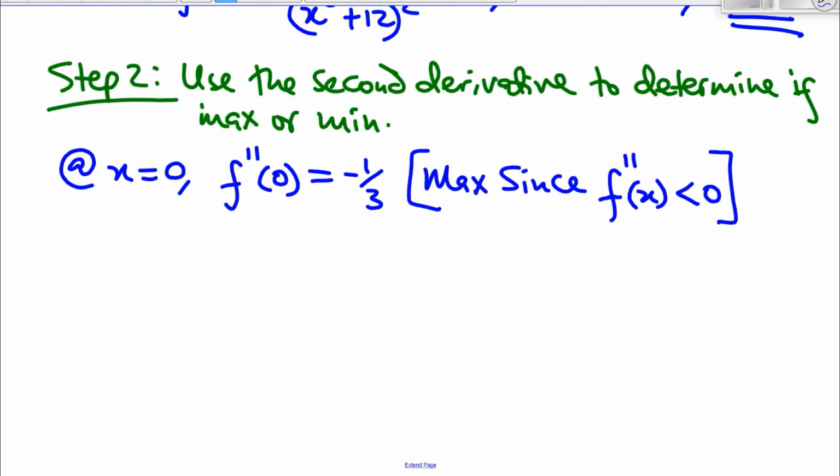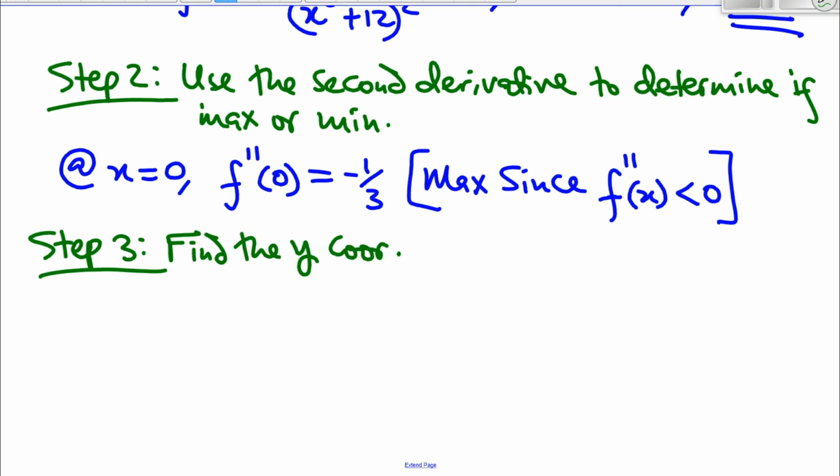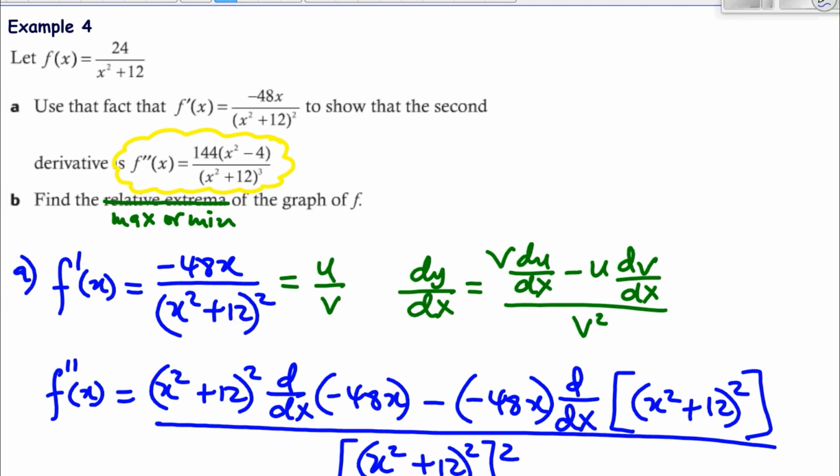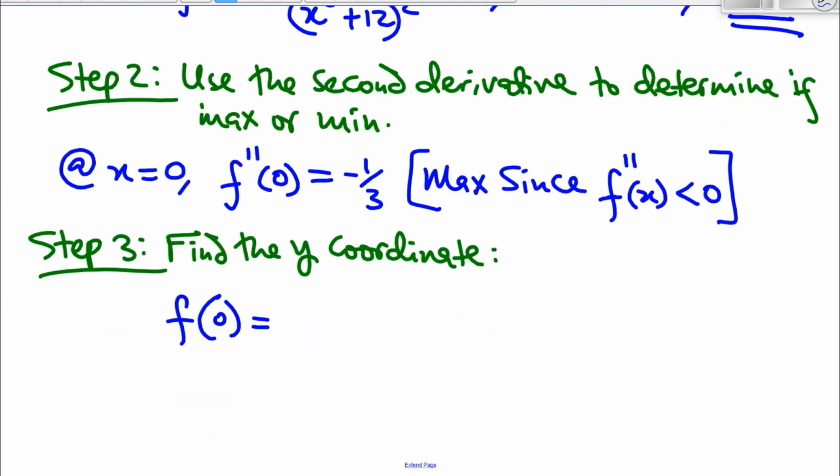Now, final step, which is step 3, find the y coordinate. So we'll go ahead and say f of 0. So you're plugging 0 into the original function. Okay? So f of 0 will be equal to 2, which means that (0, 2) is the maximum point. Remember how you have maximum, so maximum point.